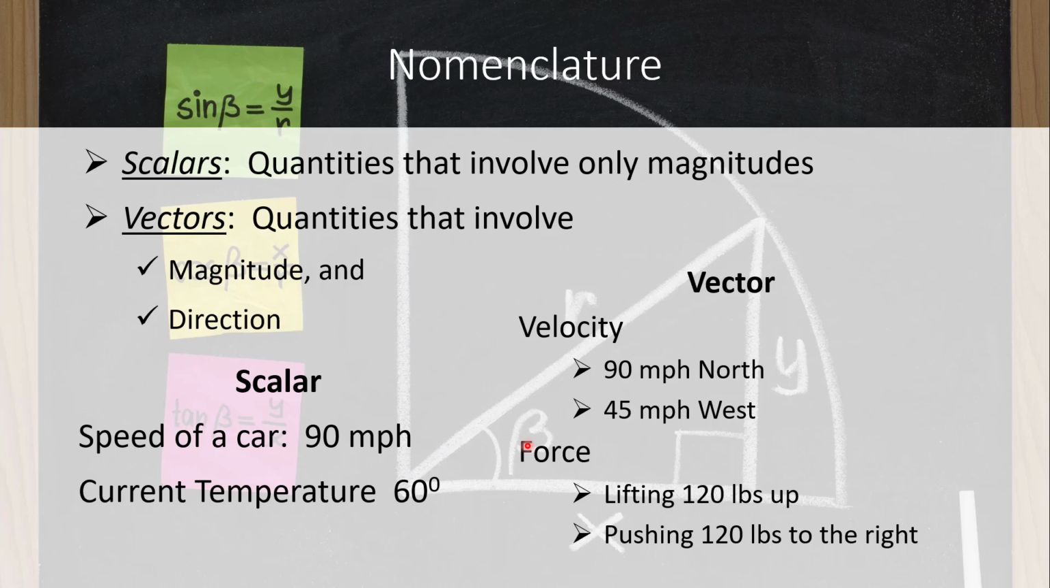Force is another example that actually is a vector. As a matter of fact, if you weigh 200 pounds like I do, then I'm applying a force straight down of 200 pounds. So I'm basically applying a force of 200 pounds directed towards the center of the earth. Now, if you are lifting a 120-pound object at a constant velocity, then you are applying a force of 120 pounds in the upward direction. And if you're pushing 120 pounds to the right, then you are applying a force whose magnitude is 120 pounds and the direction of that force is to the right. So once again, for vectors, you need two items to specify this specific quantity.